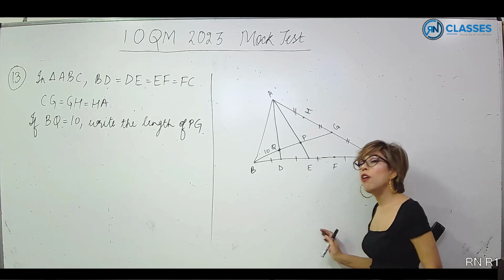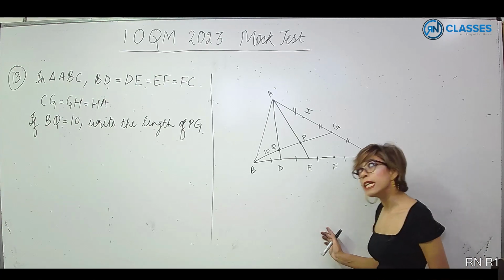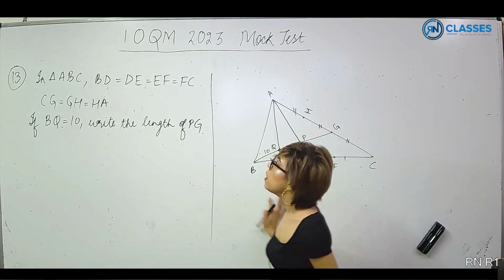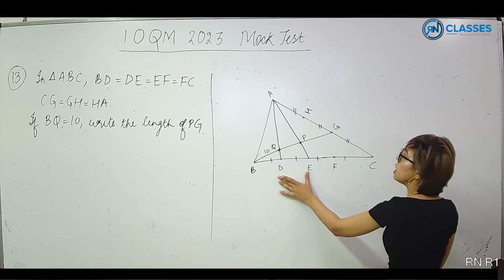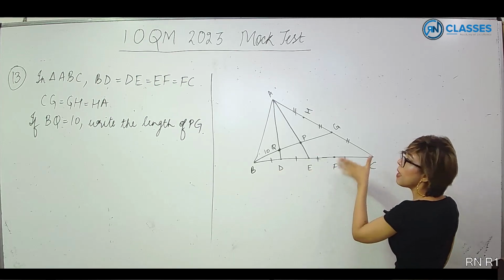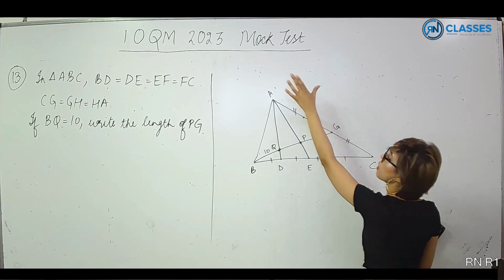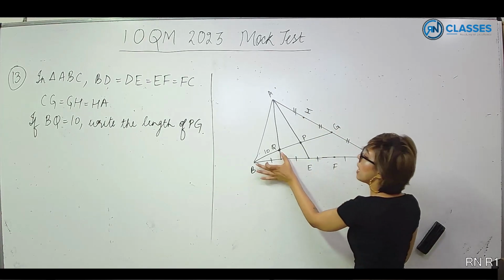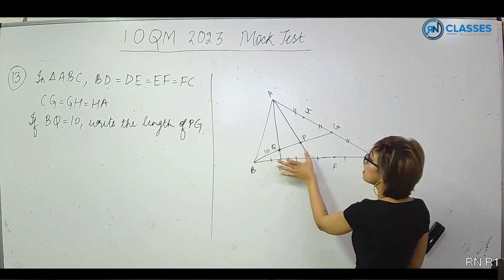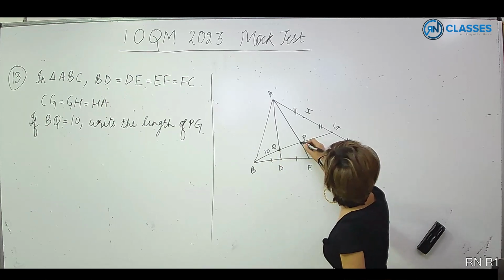Now, for the sake of conserving time, I have made the figure for you. He says in triangle ABC, BD is equal to DE is equal to EF is equal to FC, and then CG is equal to HG is equal to HA. It is given to us. And BQ is given to be 10, as in this length is 10. He says, I want to find out the length PG.